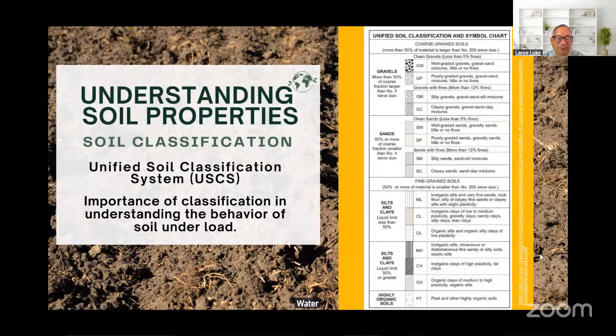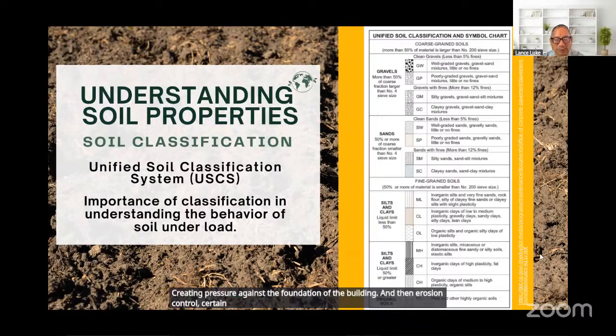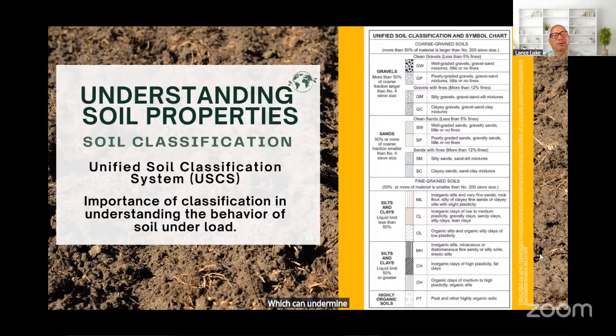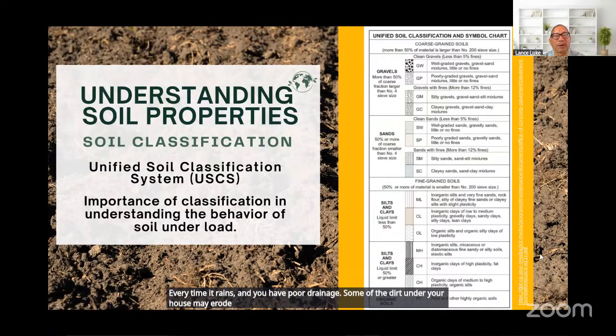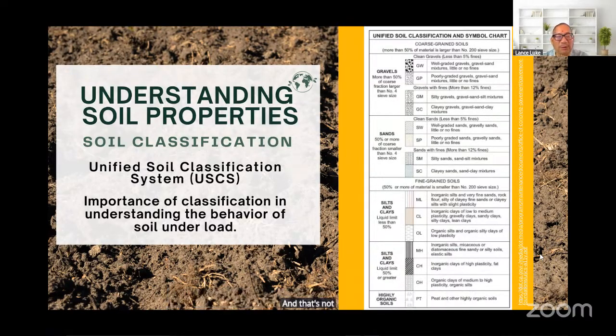Water management: soil with poor drainage can lead to water accumulation, creating pressure against the foundation of the building. And then erosion control. Certain soil textures are more prone to erosion, which can undermine foundations over time. So if you have very soft soil and your house is built on that, say you're on a mountain, every time it rains and you have poor drainage, some of the dirt under your house may erode or wash away, and that's not a very good situation.